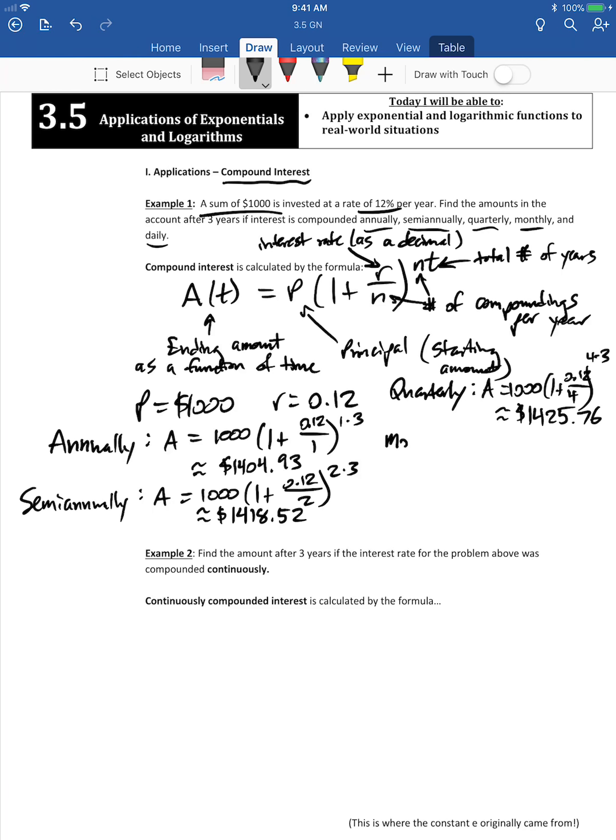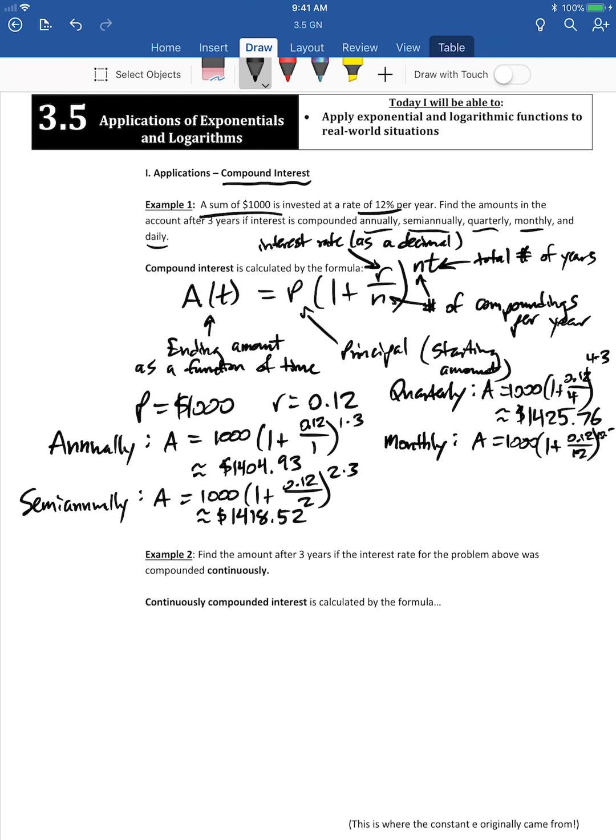Let's try monthly. A equals 1,000 times 1 plus 0.12 over, monthly means n equals 12, 12 times 3. I do apologize, my writing's getting really scrunched there on the side. So that's 1,000 times 1 plus 0.12 over 12, all to the 12 times 3 power. If I plug that into a calculator, I get $1,430.77. It is slowing down. Now I only went up $5.